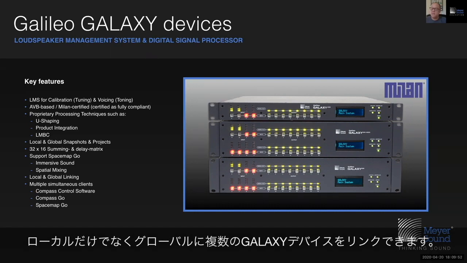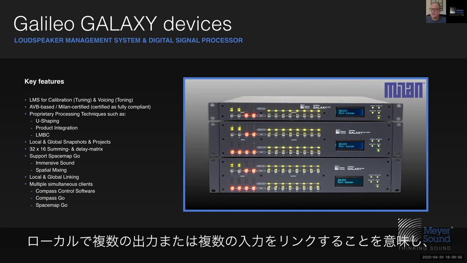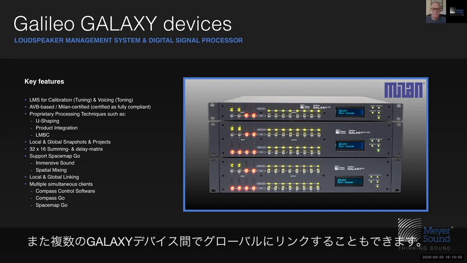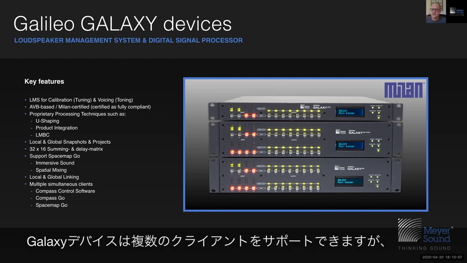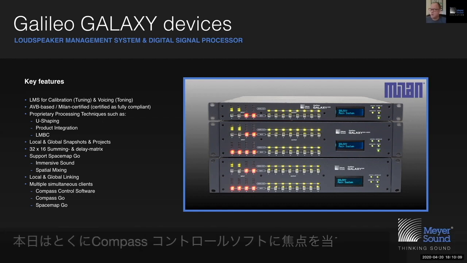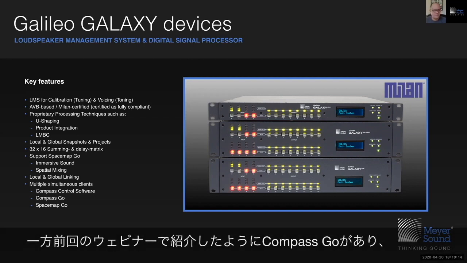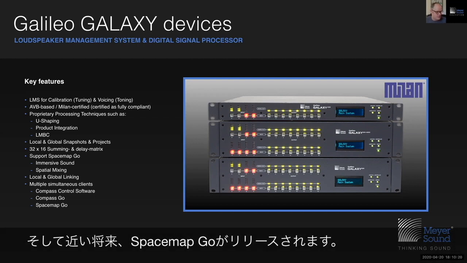We can link multiple Galaxy devices locally as well as globally. Locally would mean linking multiple outputs or multiple inputs together, but we can also do so globally across multiple Galaxy devices. And all of these Galaxy devices support multiple clients. Today we will be focusing primarily on Compass control software, but as we already discovered during previous webinar, there is the Compass Go, and there is in the foreseeable future the SpaceMap Go.